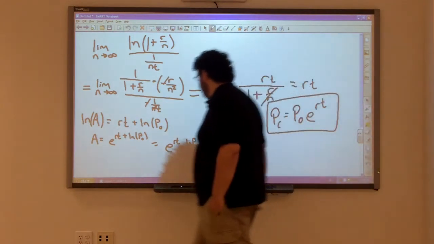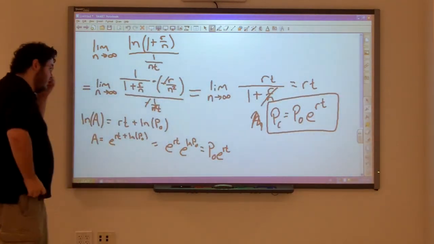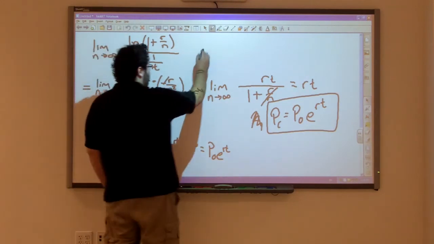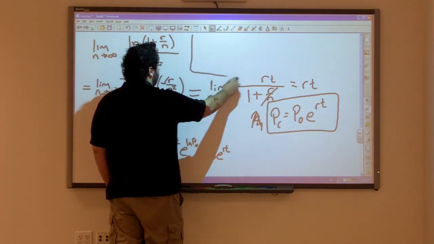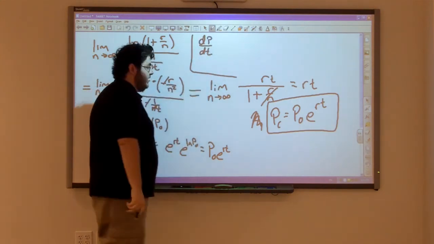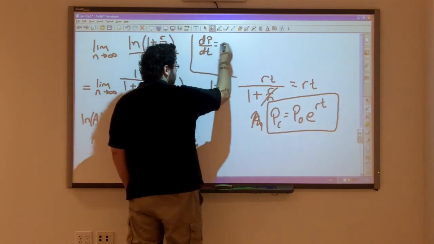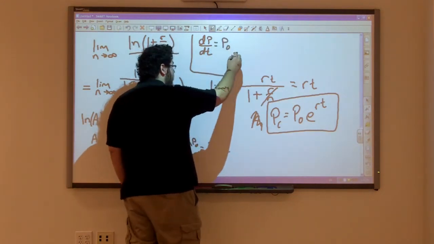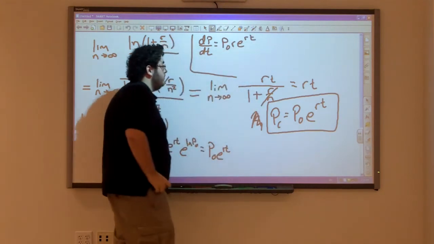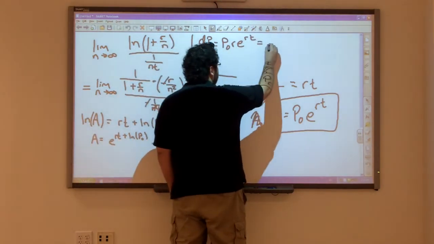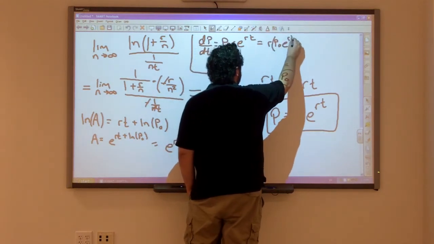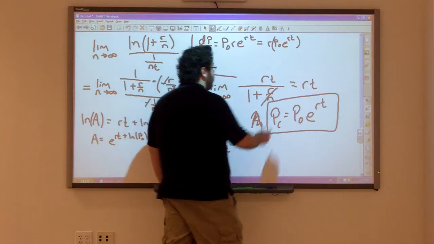Okay, this is a very important equation. Before we start doing an example with this, let's look at one property of this equation. If I were to take the derivative with respect to time, I would get P naught R e to the RT, because you have to use the chain rule. I can regroup this as R P naught e to the RT, and P naught e to the RT is just P.